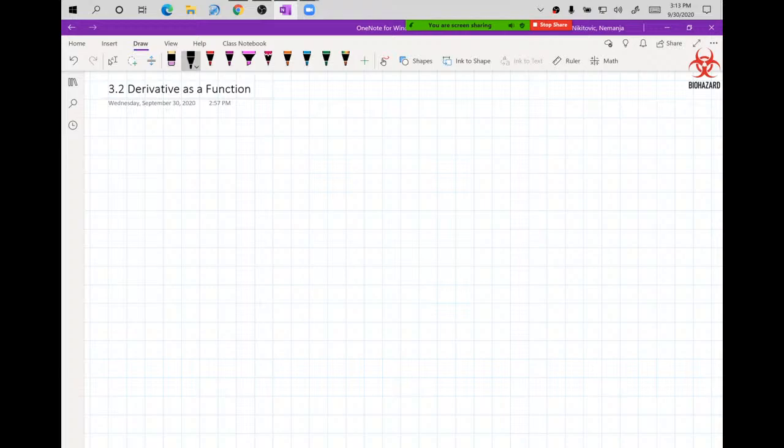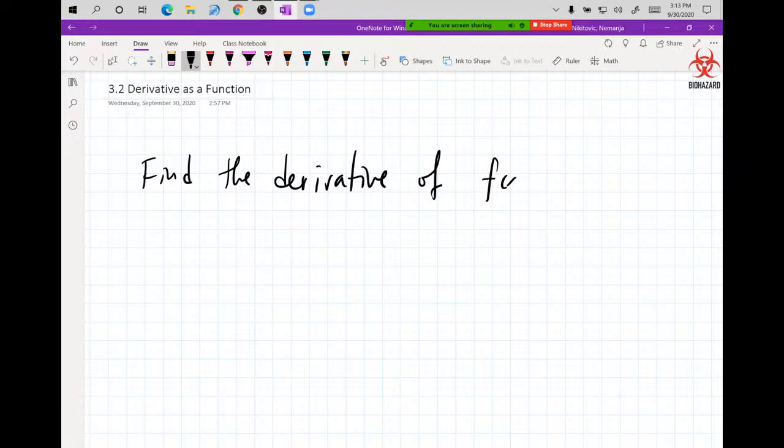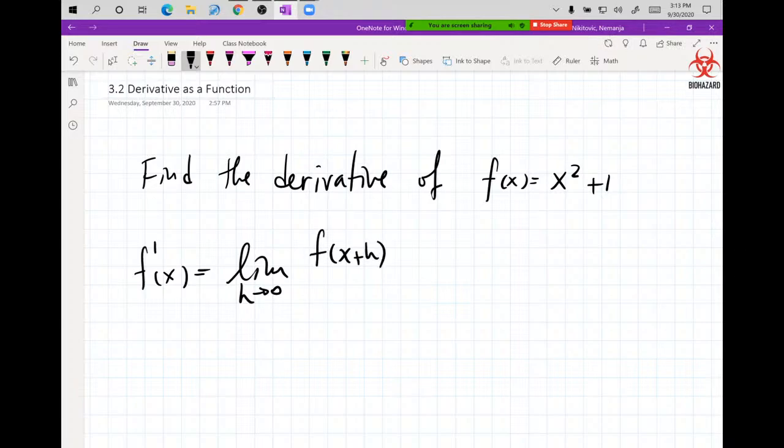So we can quickly push through one of these calculations and say, find the derivative of f of x equals, I don't know, let's just do x squared plus 1, whatever. So looking for the derivative of that. Now we said that the derivative will be given by the limit as h goes to 0 of the difference quotient. That will be f of x plus h minus f of x divided by h.